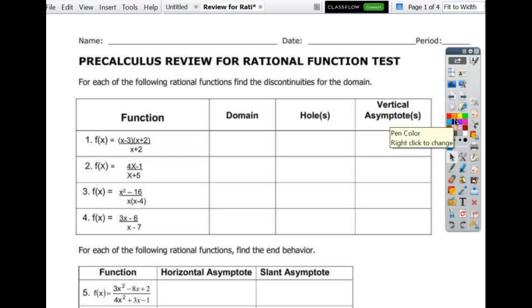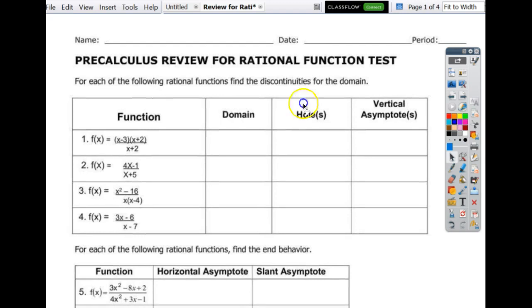All right, so on the first section, I'm asking for three things: the domain, the holes, which is point discontinuity, and a vertical asymptote. So what's the only one I find before I reduce? The domain. So when you get to this tomorrow, you want to do this column first. Just do it right down the line, that column first, because you're doing that before I reduce.